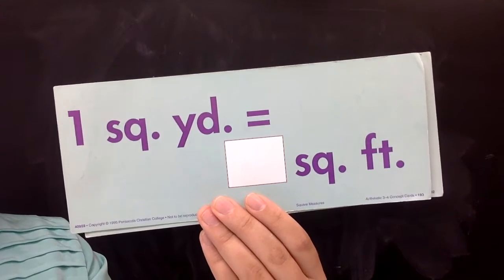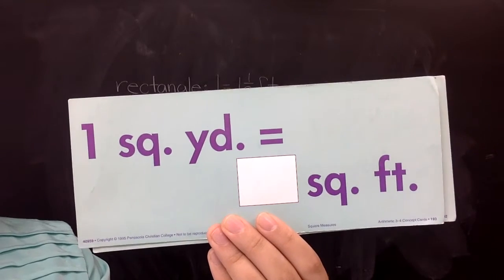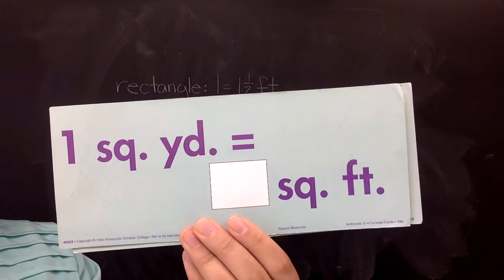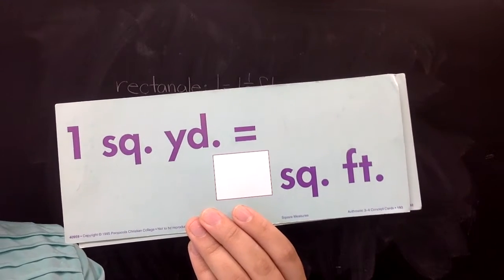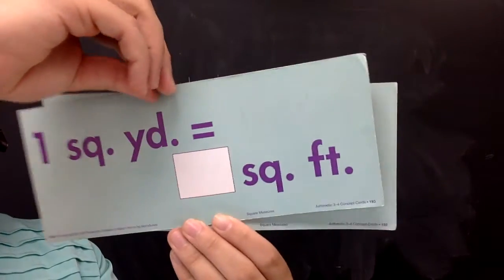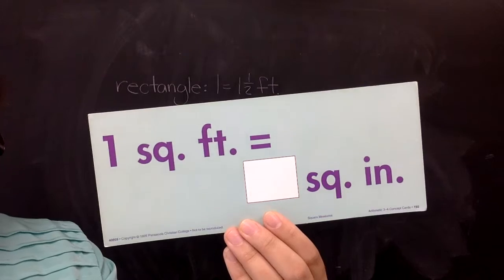First of all, remember, if you have a yard, there are 3 feet in a yard, but 1 square yard equals how many square feet? So you take 3 feet and multiply it by itself. What is 3 times 3? It is 9. So 1 square yard equals 9 square feet.